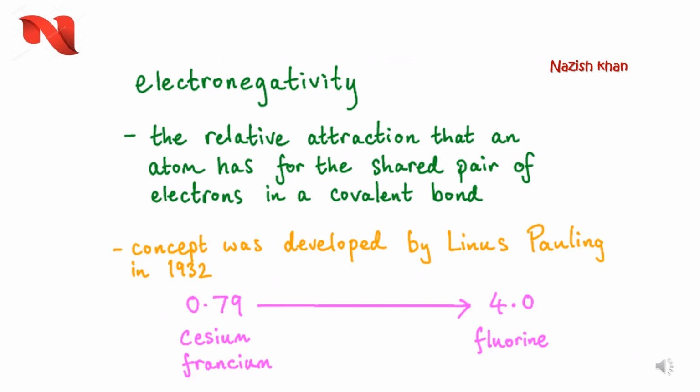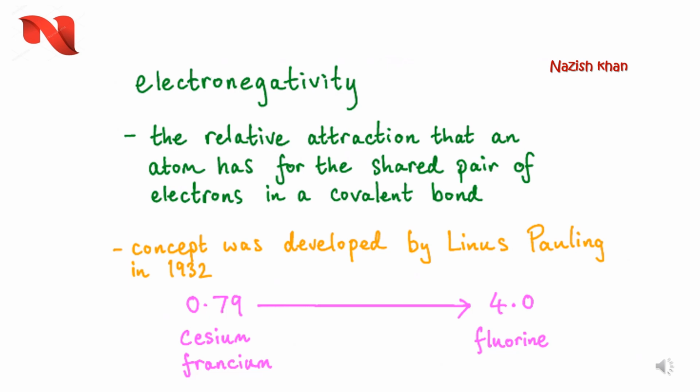Electronegativity is now defined as the relative attraction that an atom has for the shared pair of electrons in a covalent bond. This concept was developed using a scale by the American scientist Linus Pauling in 1932. Linus Pauling called electronegativity the power of an atom in a molecule to attract electrons to itself. Linus Pauling introduced the scale for electronegativity.